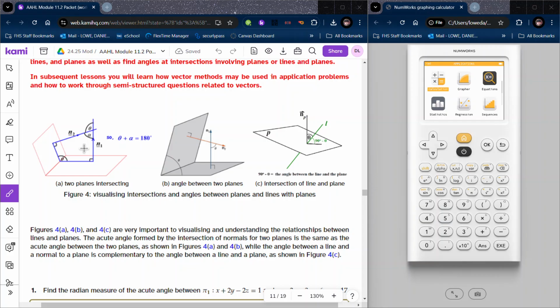So if we recognize that we have these supplementary angles, alpha and theta, where alpha represents one of the angles between the normals and theta is the supplement, then we can visually see that alpha and theta must also be related within the representation of the angle between two planes. We can also look at the intersection between a line and a plane, but we'll review that in just a little bit.